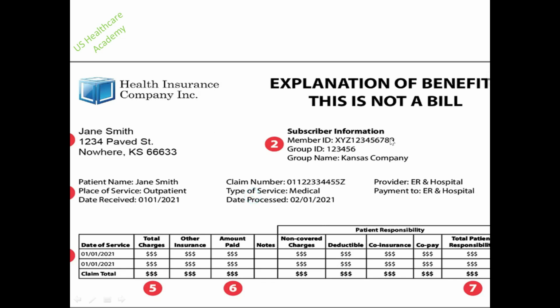This is an example of the explanation of benefit. So basically, it has patient's name, address, it has the claim number. Claim number is again a unique number that is assigned to each and every claim that is sent to the insurance company. It has provider's information, it has member ID, group name. Okay, now this is the important part. Pay attention here. Date of service. So this is when you received that service.